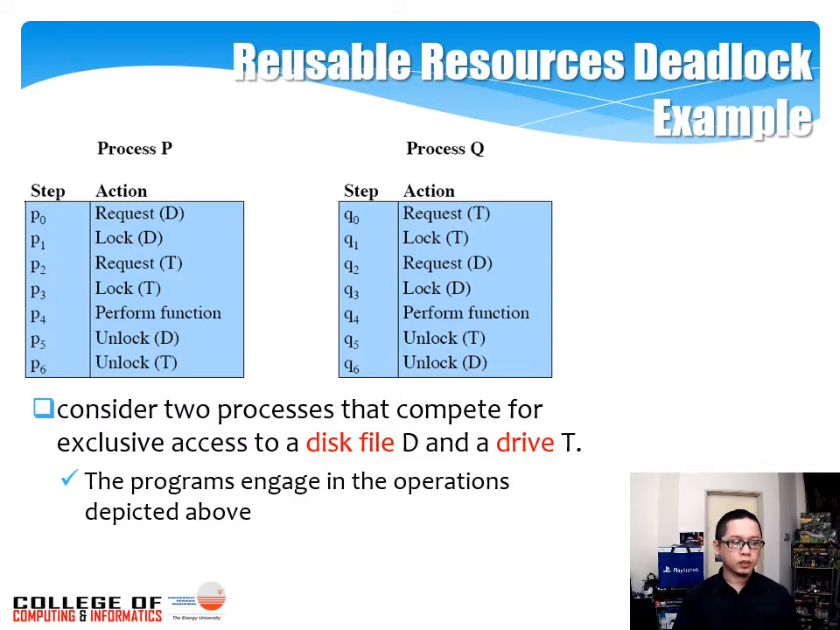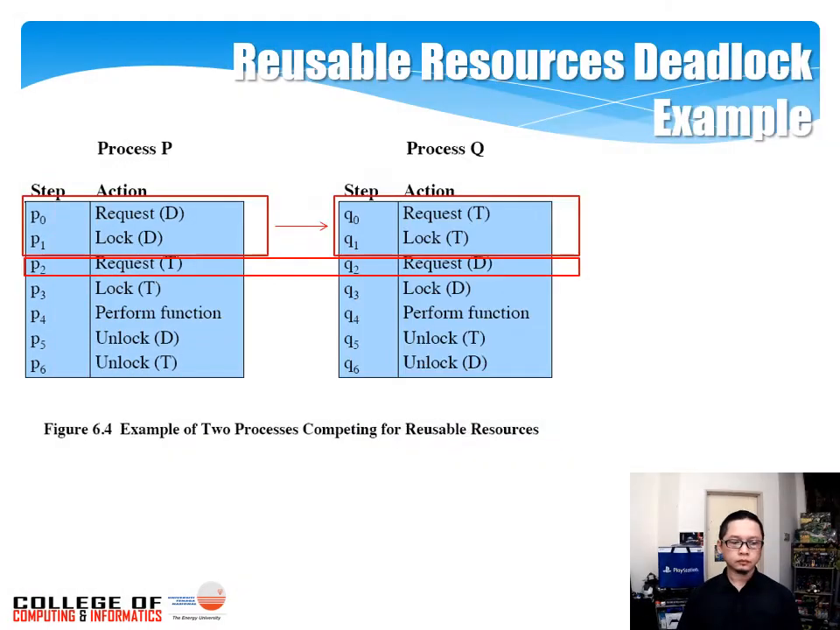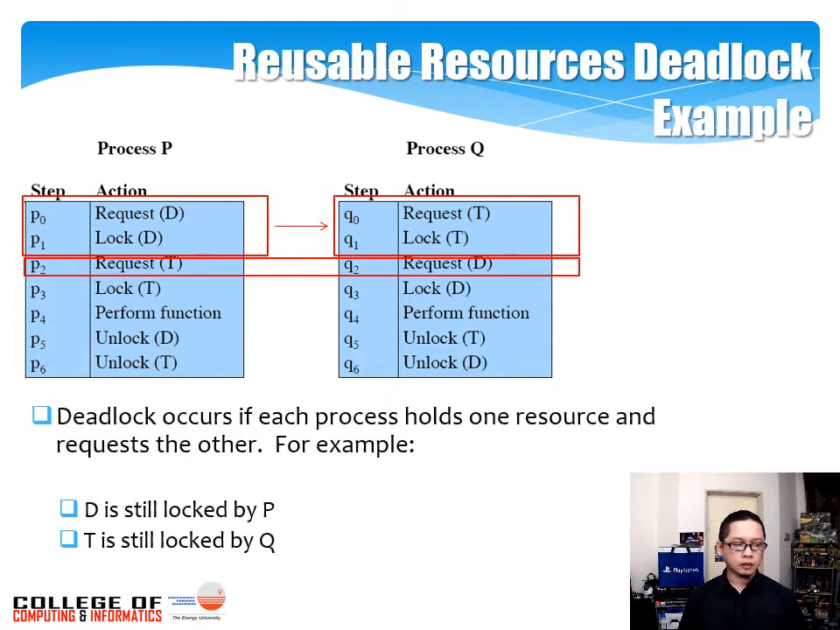Can you guess what happens during the P2 instruction and also the Q2 instruction? Can you guess it? Yes, you guessed it. During the instruction of process P2, it is requesting the use of resource T, while Q2 is requesting the use of resource D. But if you notice earlier, the resource D is being locked by process P, while the resource T is being locked by process Q.